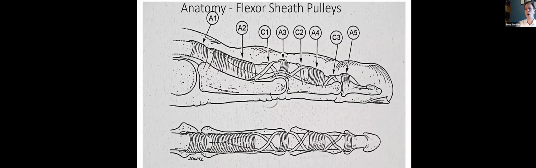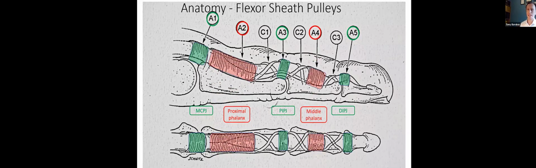The pulley system is what holds the tendons in against the bones and adds efficiency to the movement of the tendons. They're numbered annular pulleys beginning with an A and cruciate pulleys beginning with a C. The annular pulleys which are odd numbered, so A1, A3, and A5, are located over the joints, so the MCP, the PIP, and the DIP joints, whereas the even numbered pulleys, the A2 and the A4, are over the proximal and the middle phalanx as shown.